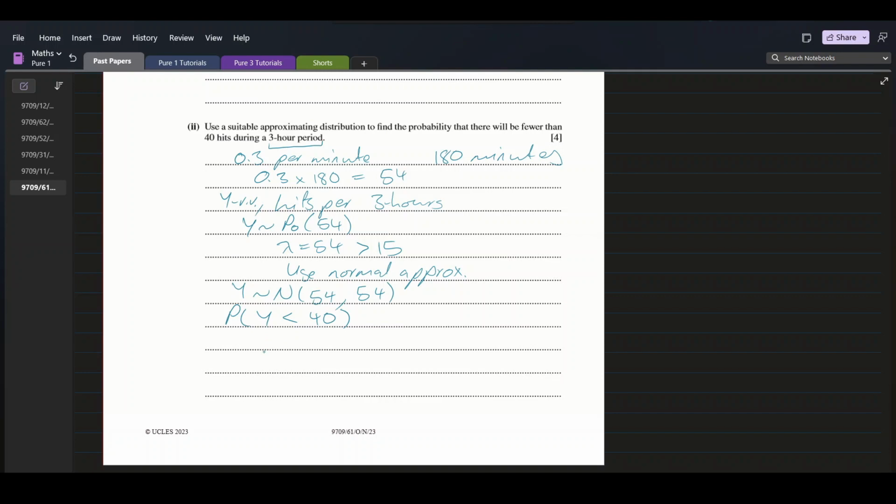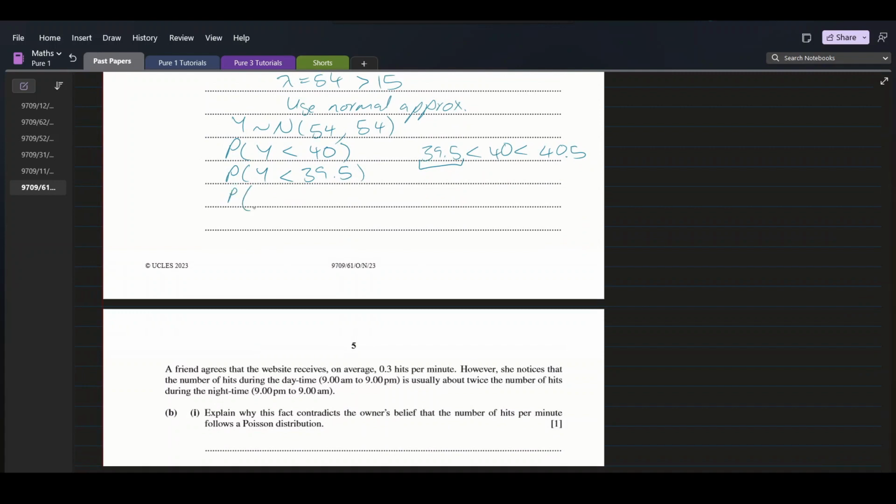Since we're moving from a discrete distribution to a continuous distribution, we have to apply continuity correction. Remember that 40 represents any number from 39.5 to 40.5 in a continuous distribution. Since we want less than 40, we don't want to include 40, so this is the probability that Y is less than 39.5.